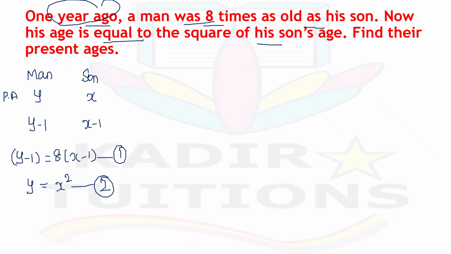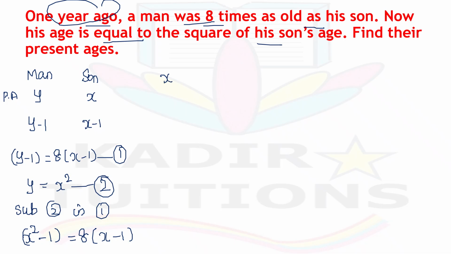Now we can substitute equation 2 in equation 1, right? So substitute 2 in 1. In the place of y, we are going to replace it with x square. So x square minus 1 equal to 8 into x minus 1. Now we will start doing the simplification in order to get a quadratic equation. x square minus 1 equal to 8x minus 8. We'll move everything to the LHS. Minus 8x and plus 8 equal to 0.